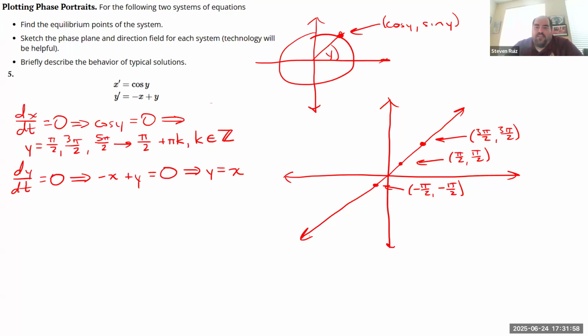Another thing to point out, I graphed the full y null cline. That's what y equals x looks like. What do the x null clines look like? Well, it's anywhere where y equals these values. So let me delete these labels.